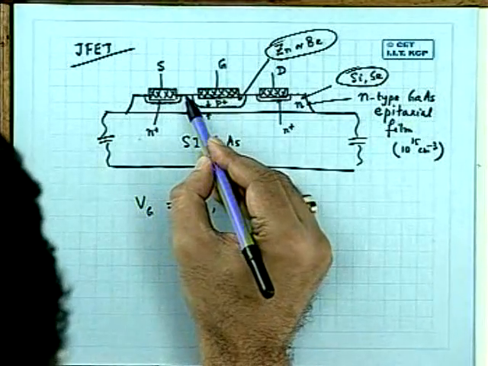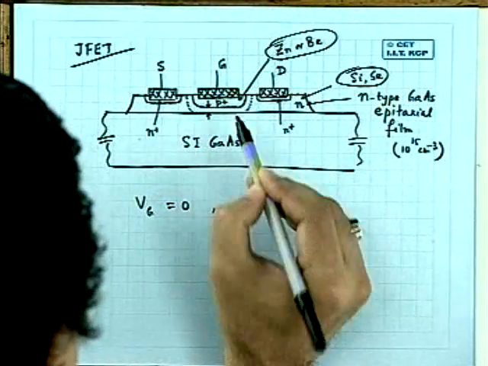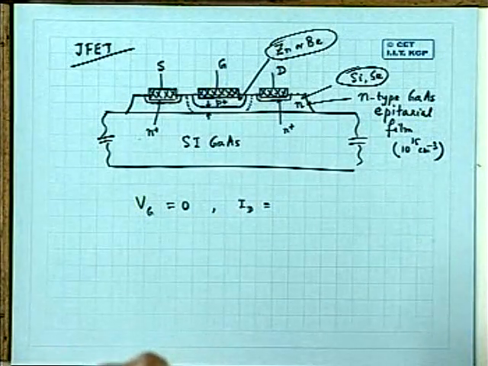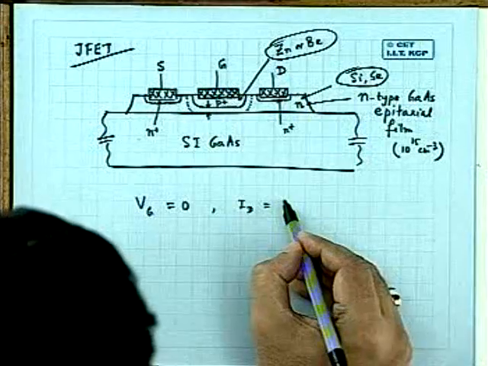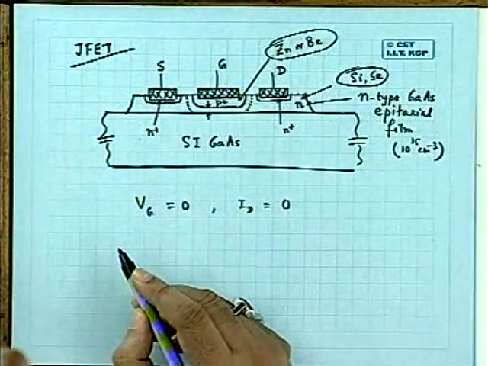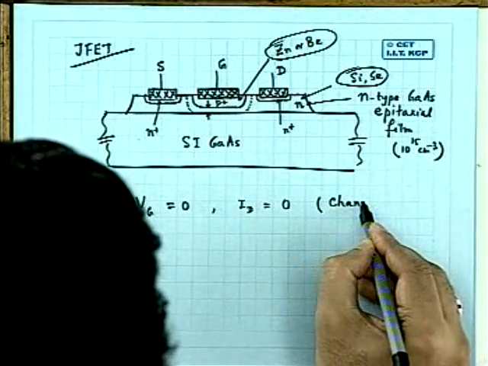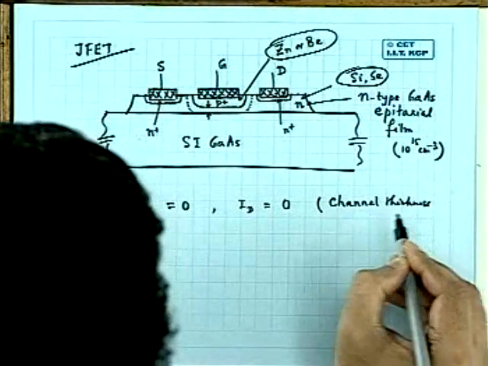How? Because the channel is so thin that the depletion layer around it, due to the built-in potential of the PN junction, chokes the channel and keeps the channel pinched off. So ID will be equal to 0, because the channel thickness is very small. This will not happen if channel thickness is large.